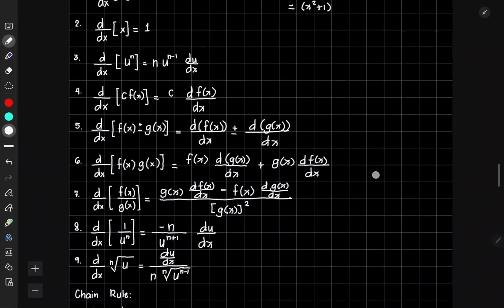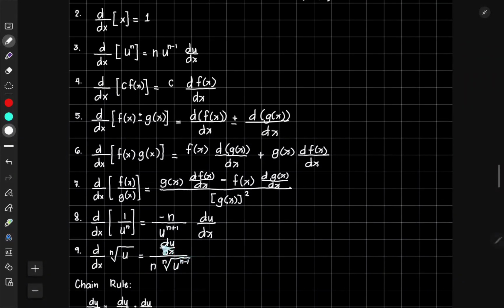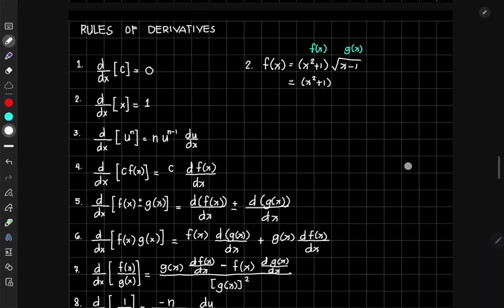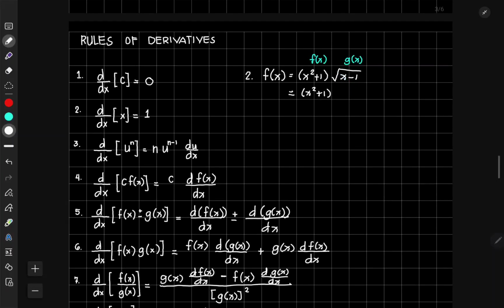So, using yung rule number 9 natin, which is eto siya. d over dx of u all over n, then nth root of u raised to n minus 1. So, ano ba yung n natin dito? So, since square root lang naman yan, yung n natin is 2. So, getting the derivative of that one, so, get du over dx. Ano ba yung du over dx? What is the derivative of x minus 1? So, yung derivative ng x natin, that is 1.